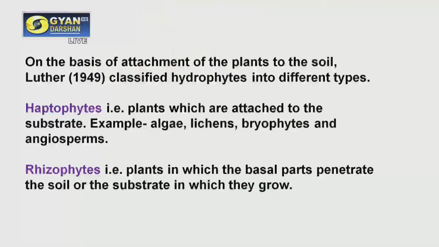Now, on the basis of attachment of the plants, hydrophytes have been classified into different types. Number one is haptophytes. Haptophytes are those which are attached to the substrate, like lower groups of plants such as algae, lichens, bryophytes, and also some angiosperms, some flowering plants.